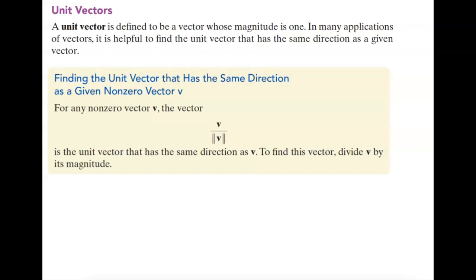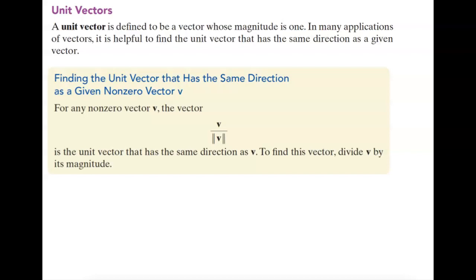All right, this is on unit vectors. The definition of a unit vector is a vector whose magnitude or length is a distance of 1. In application problems later on in our book, we're going to be using unit vectors.